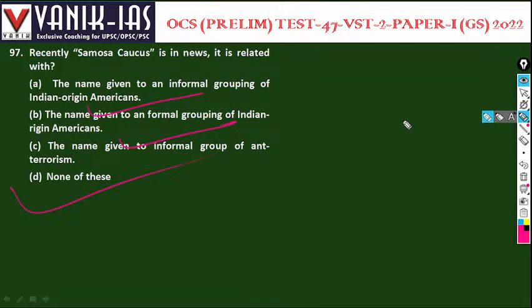Number of poverty. Recently, samosa caucus is in the news. It is related to the name given to an informal grouping of Indian origin Americans. Samosa caucus. Yes, informal grouping of Indian origin Americans. There is the samosa caucus. That was the news.